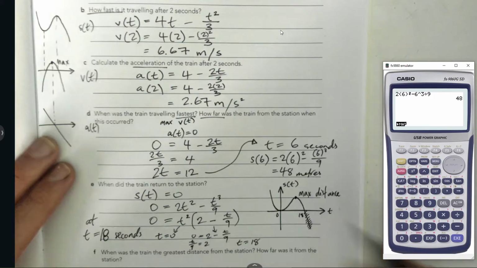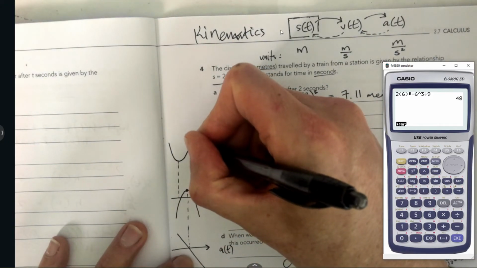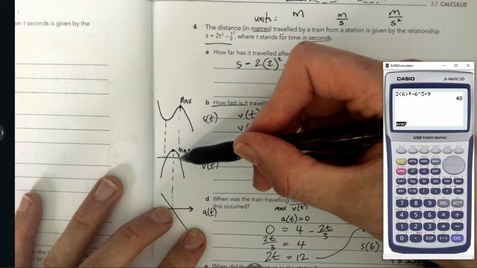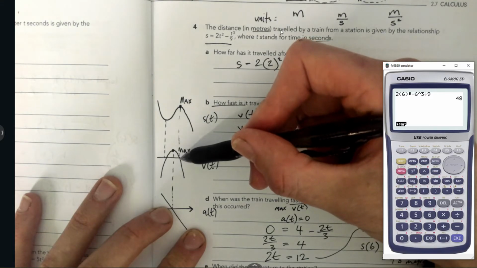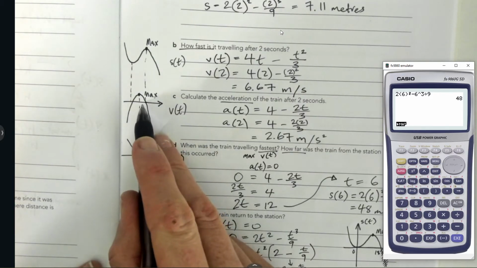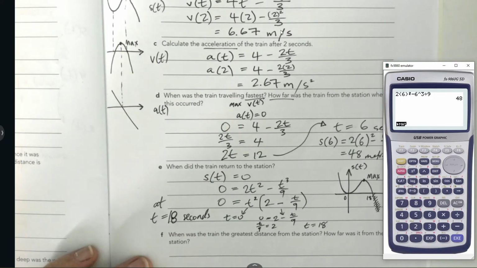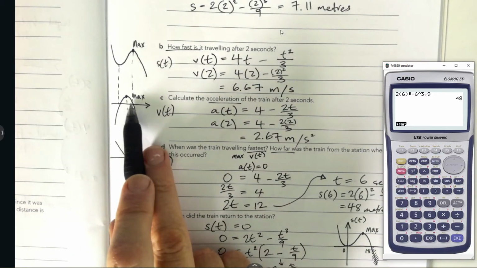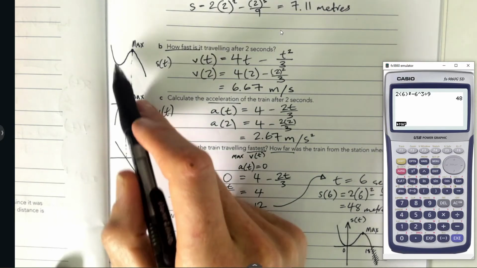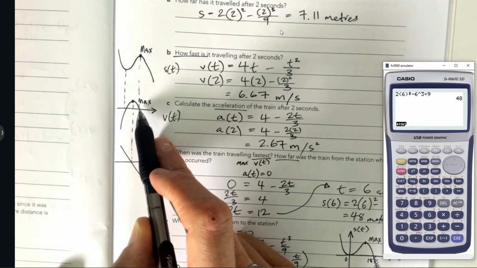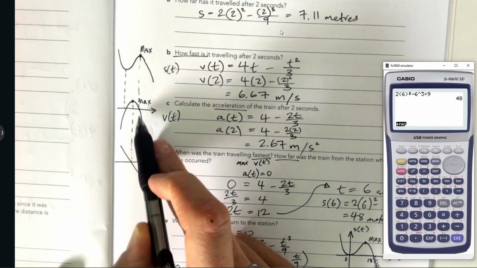So how do we find this? This is here, right, when we have our max distance, and max distance is going to happen when this parabola crosses over here, right there. So all we need to do is use our velocity function and find out when velocity is equal to 0. The reason being is that when the velocity hits 0, it's the point when the train goes from getting further and further away from the station, and then when velocity becomes negative, the train is coming back home.